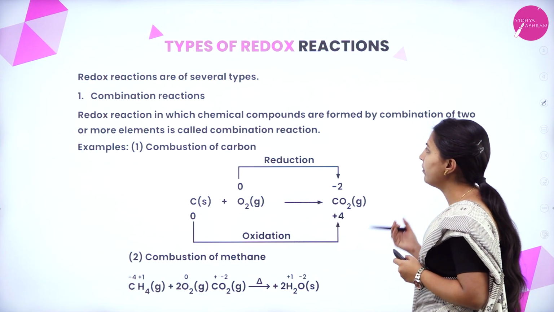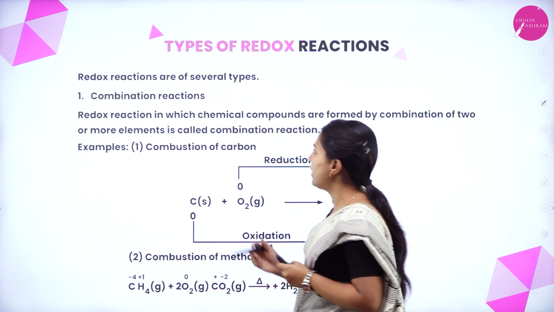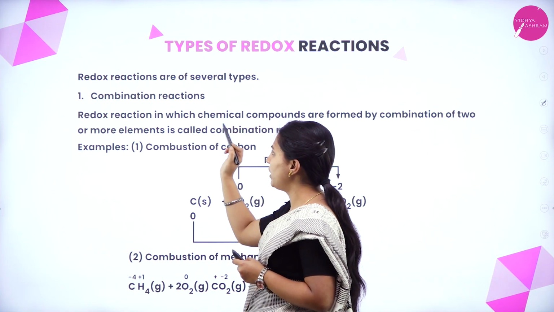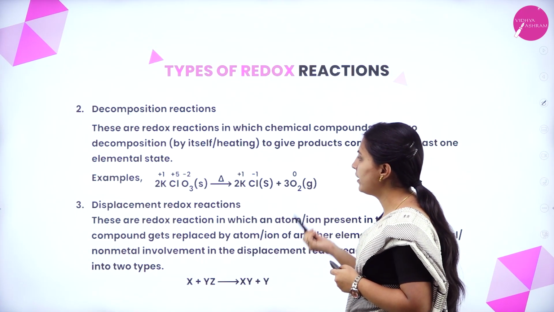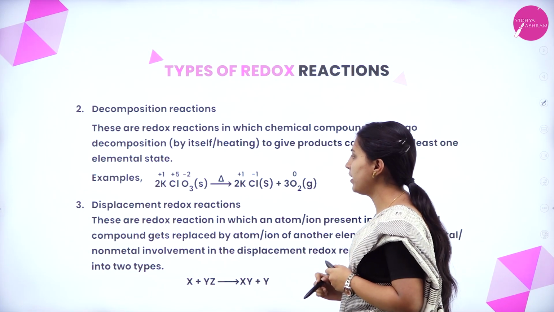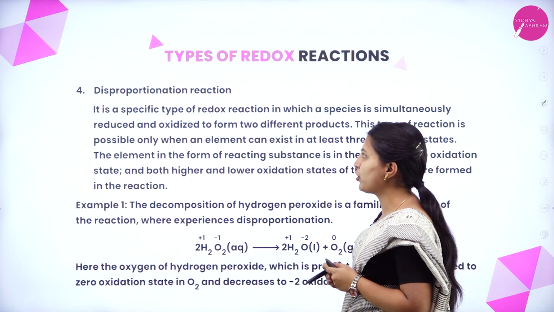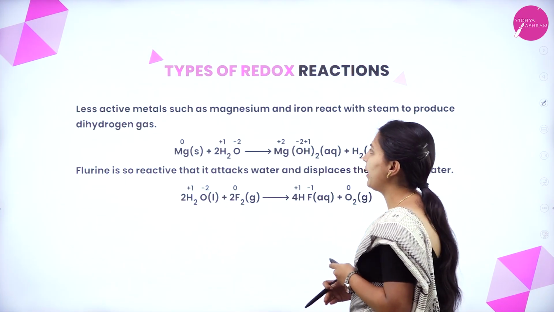Here, types of redox reactions. Redox reactions are of several types: combination reaction, decomposition reaction, displacement redox reaction, and disproportionation reaction. We'll see one by one.